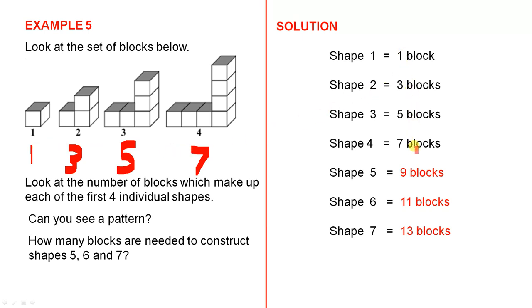So 1, 3, 5, 7, so obviously shape 5 will be 9, shape 6 will be 11 blocks, and shape 7 will be 13 blocks, because they're just the odd numbers. So there's some good examples to show you how you can solve problems by finding a pattern.